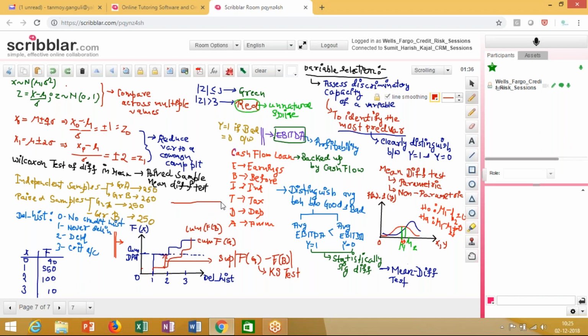So over here, I'll just draw the line. I have the account ID 001. Then I have EBITDA. The EBITDA, in millions, is 3.5. Now the delinquency history is 1. The response of the dependent variable, the Y flag, is 0. Right.